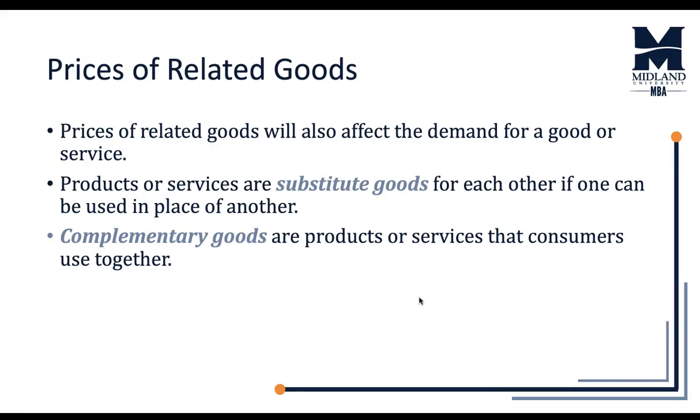Okay. And complementary goods are products or services that consumers use together. And that makes a difference too, right? So whether it's bread and jam, right? You might want to think about the prices of related goods in that case. So let's say you are the maker of a bread, and suddenly the cost of jams go up. What would you expect to happen to your sales?